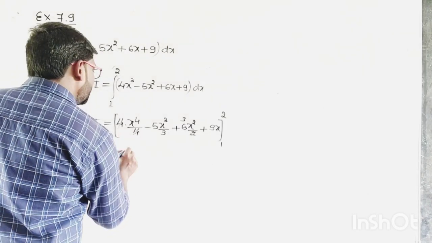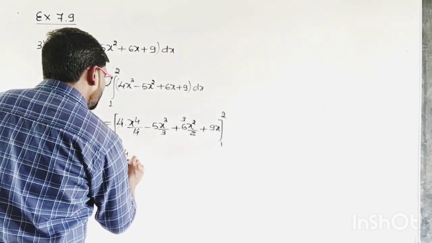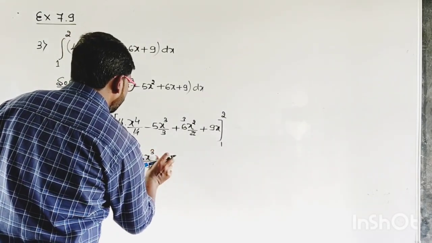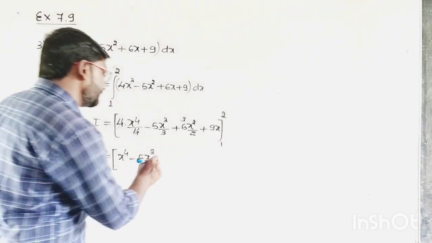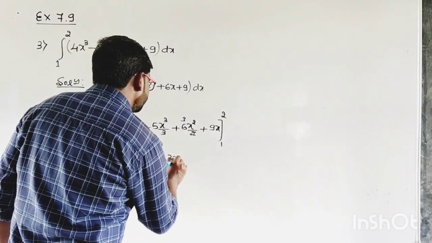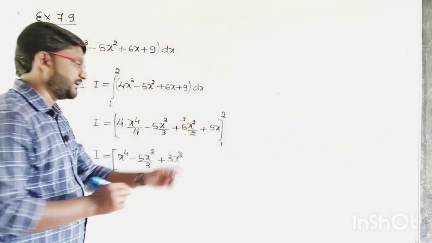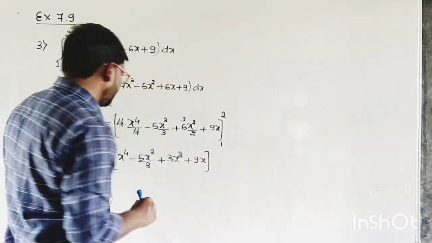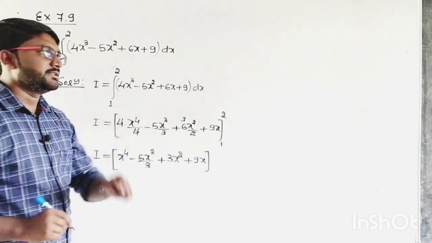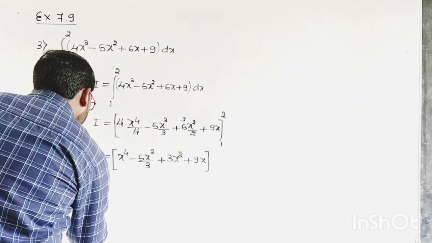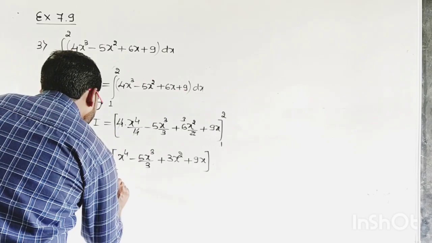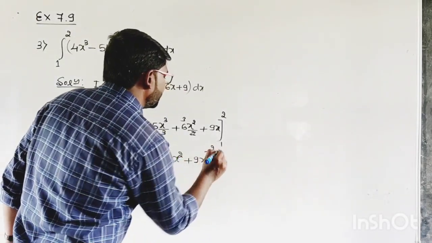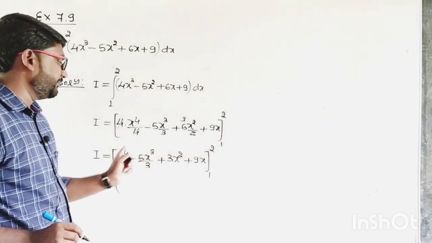So here we have x to the power 4 minus 5x cube divided by 3, then we have plus 3x square and then we have plus 9x. Now let's go for upper limit minus the lower limit. I, which is equal to, so in place of x I have to write 1 to 2 here. So first we have to write 2 in place of x.